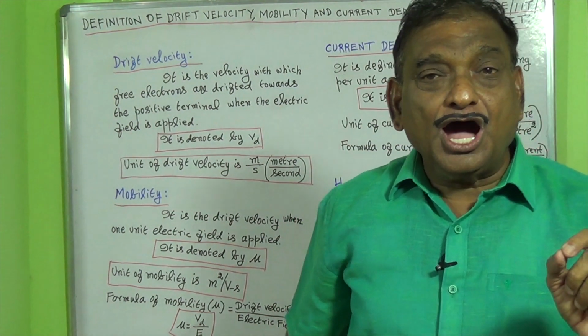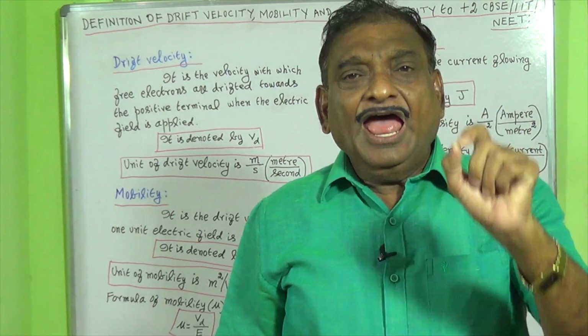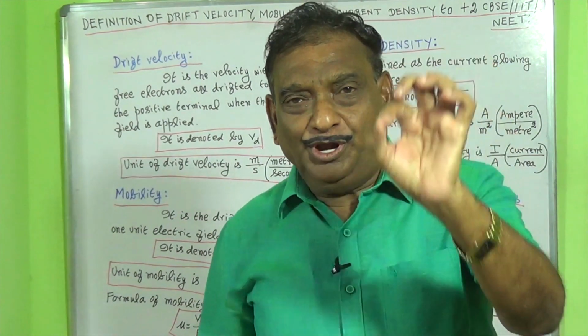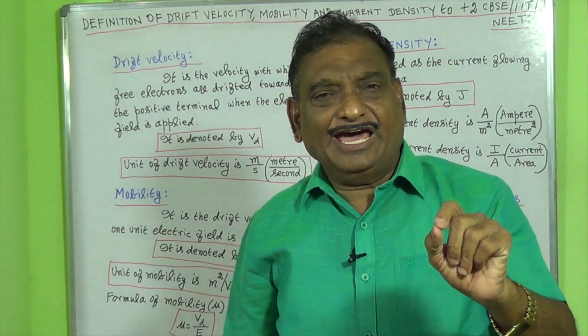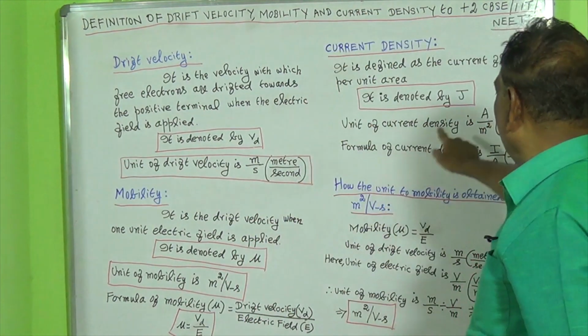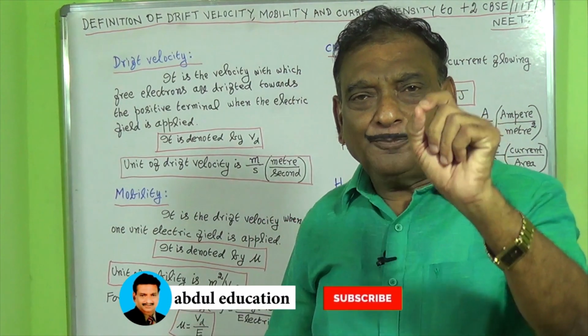Then the definition of current density. The current density is the current flowing per unit area. It is denoted by the letter capital J. The unit of current density is ampere per meter square.